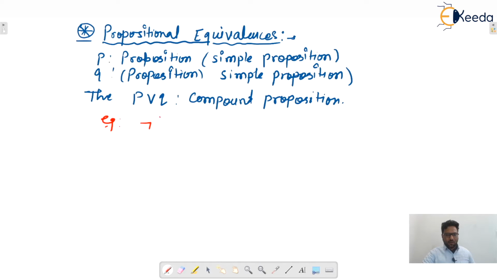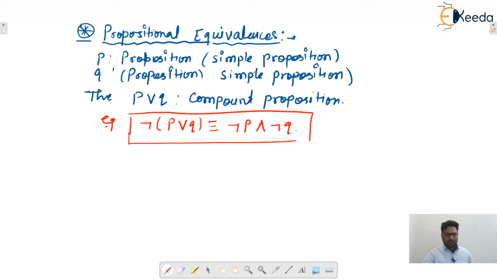So let's say two compound propositions are there. Negation of (P or Q) is equivalent to negation P and negation Q. Okay, how to verify this? Make the truth table for the left hand side, and again make the truth table for the right hand side. If the truth values in both tables are the same, then we can say that these are equivalent. That is, if the left hand side's truth value is the same as the truth value of the RHS, then these are equivalent.